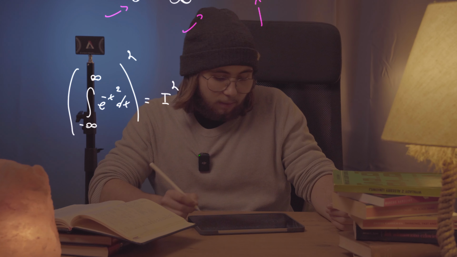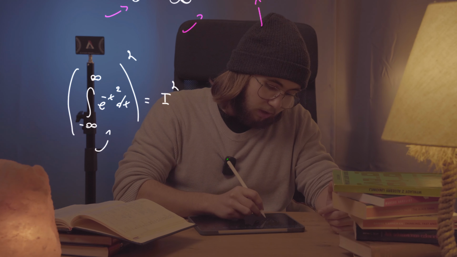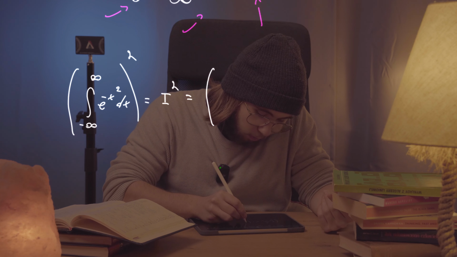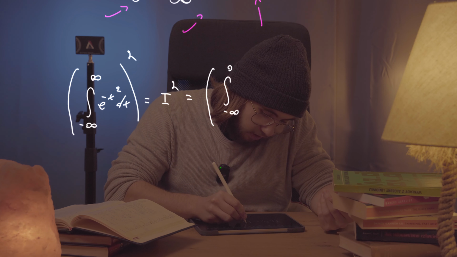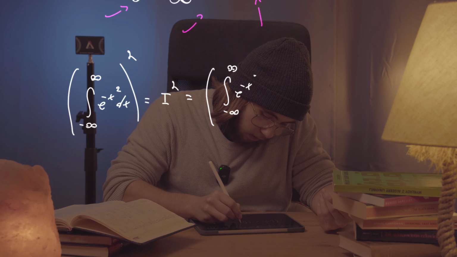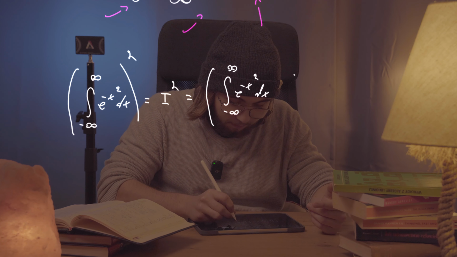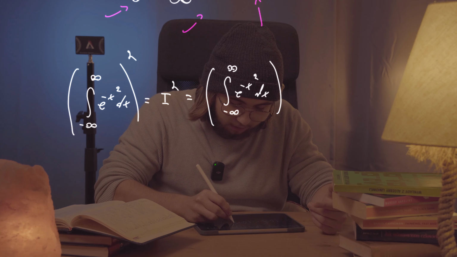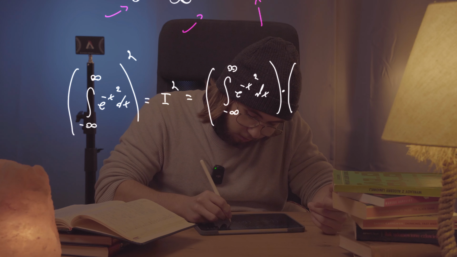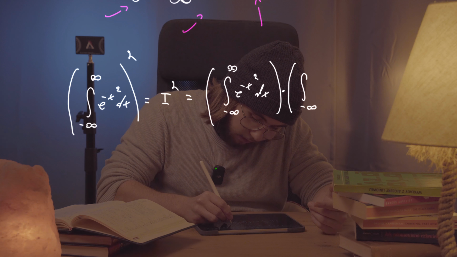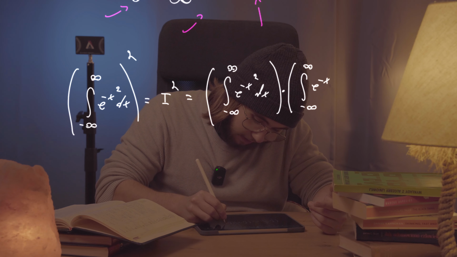Well, what is this integral squared going to be equal to? It's going to be equal to just this integral by itself times this integral again. I think it's pretty straightforward, as it's just the definition of squaring something. So I would like to write it as the Gaussian integral multiplied by the Gaussian integral itself once again.